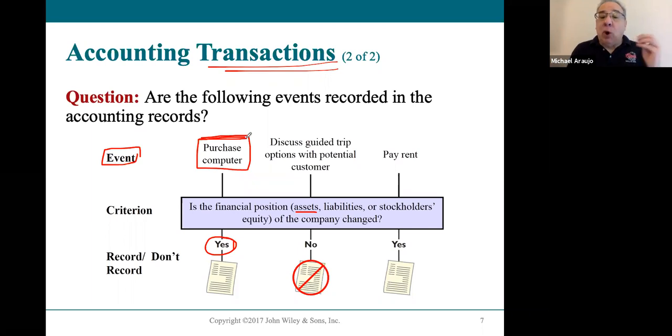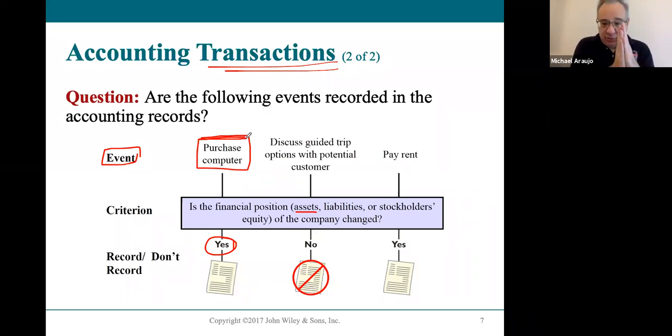So yes, if we bought the computer with cash, we have more equipment, right? Because equipment is affected, we have more of it. And we have less cash. If we bought it for cash, we had to give that cash away, so we have less cash. Everyone understand that?